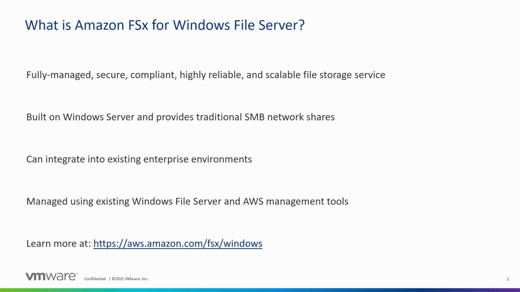an SMB share. Now, because this is built on Windows Server, it can easily integrate into existing enterprise environments, and it's managed using Windows File Server tools, but also you get the ability to utilize AWS services like CloudWatch for monitoring because this is hosted in AWS. If you need to replicate data from on-premises to this hosted file service, you can also utilize a service like AWS DataSync. To learn more about FSx for Windows File Server, you can find the link to the product page at the bottom.